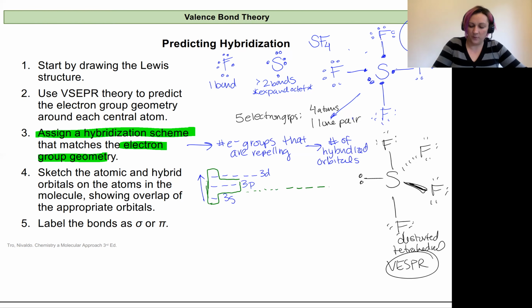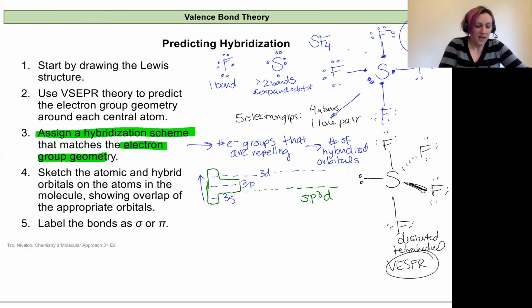1, 2, 3, 4, 5 into sp3d hybridized orbitals. And it's going to leave those d orbitals still open and available. Now, thinking about my sulfur, but those are going to be pretty high up. So they're way up here.